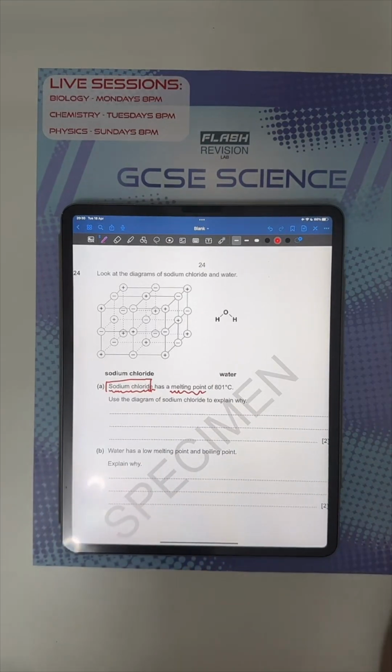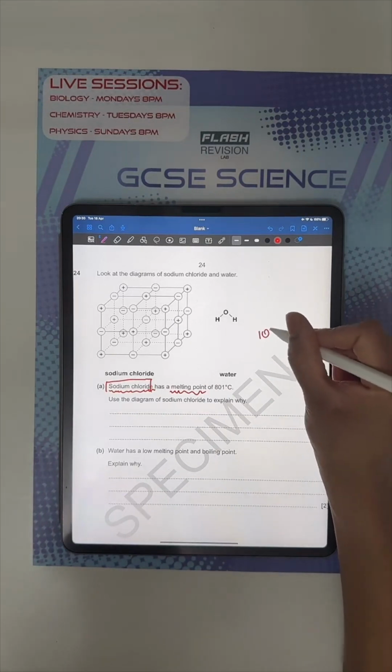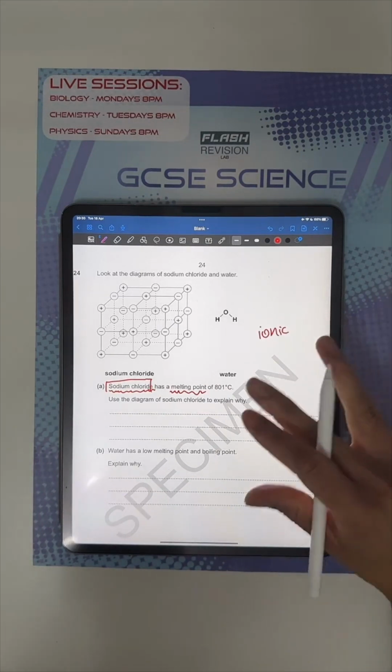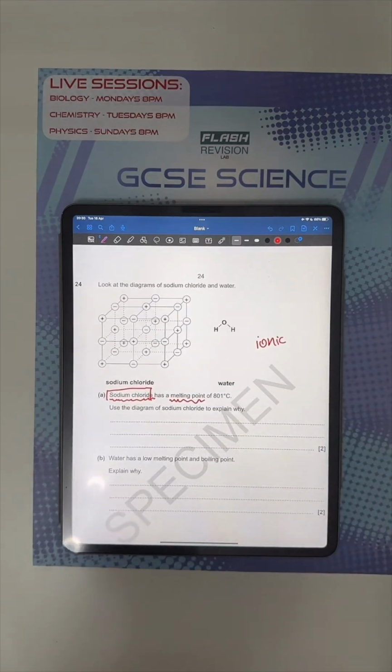Sodium chloride. So are there any metals? Are there any non-metals? Ionic. Yeah, exactly. Reason it's ionic: sodium is a metal, chlorine is a non-metal. So it's ionic. Ionic compounds have a very high melting point, it's said there.